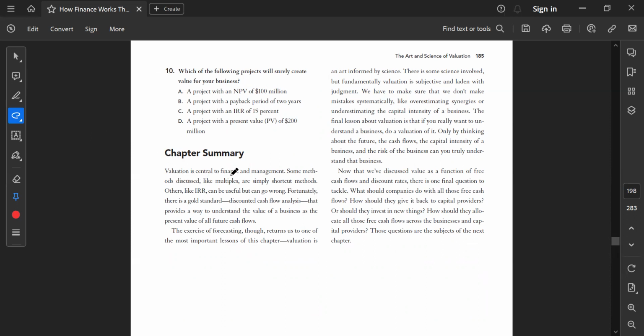So valuation is central to finance and management. Some methods discussed like multiples are simply shortcut methods. Others like IRR can be useful but can go wrong. Fortunately, there is a gold standard discounted cash flow analysis that provides a way to understand the value of a business as the present value of all future cash flows.